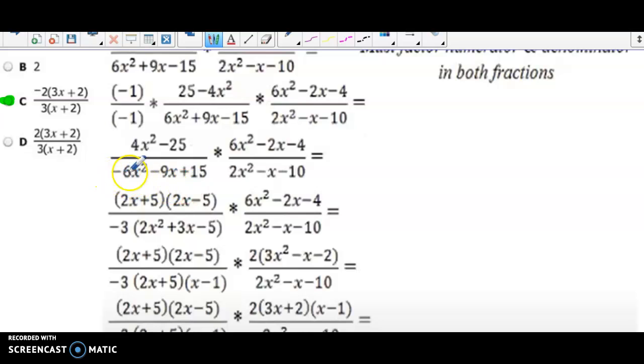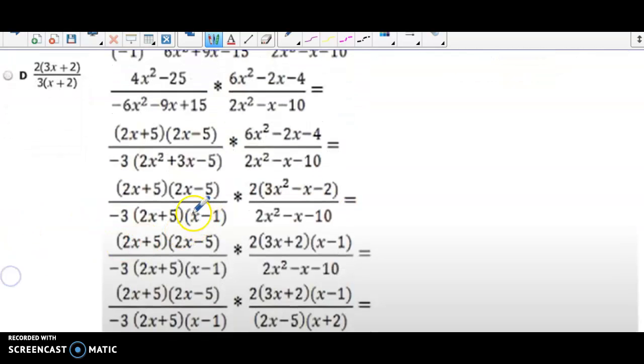I can take out a -3 from all three of these terms in the denominator, and I'm left with 2x squared plus 3x minus 5. If I factor this, I can take a 2 out of everything, and I'm left with 3x squared minus x minus 2. If I look at my denominator here, I can factor it into 2x plus 5, x minus 1. So I've got that one factored. I can factor this into 3x plus 2, x minus 1.